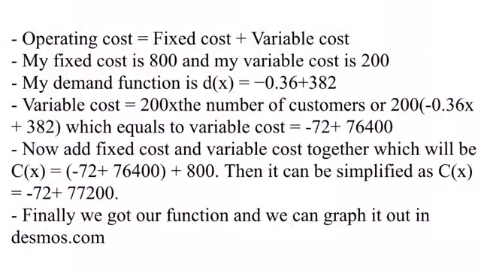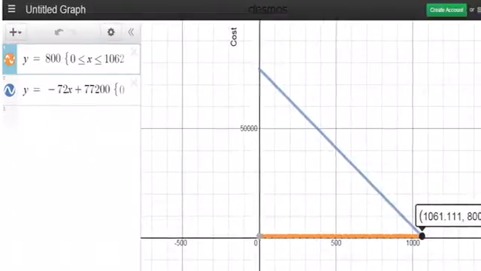As soon as I have my demand function, I can now create an operating cost function, which will show me the maximum and minimum cost for my product. And how do I do that? The steps are listed here. So this is how my operating cost function came out.